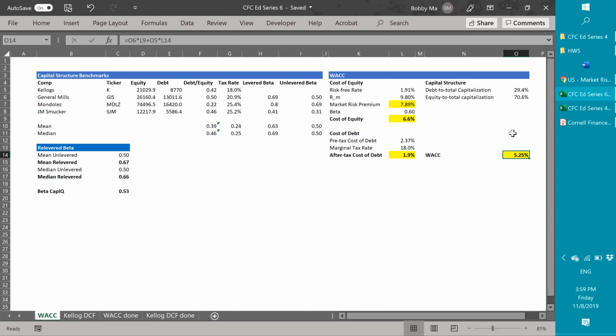Right. So then your WACC is 5.25%, and this is probably lower than a lot of what your pitches are going to look like. Again, because Kellogg's is a safe stock versus we're all pitching something tech related, or something that is going to grow with tech. But since we're literally just selling cereal here, we're not going to have that high of a weighted average cost of capital.